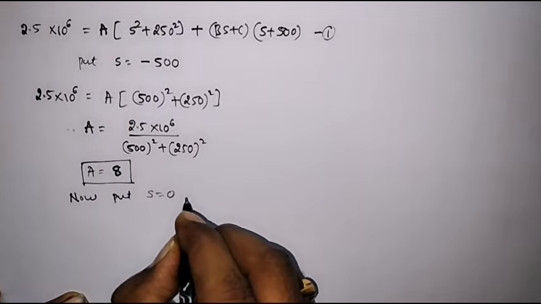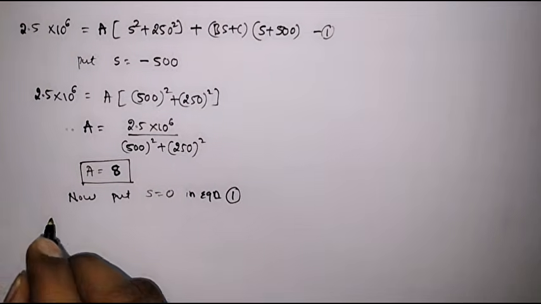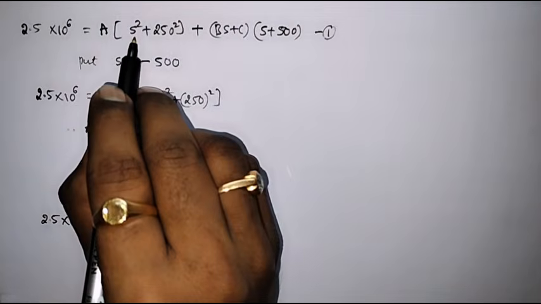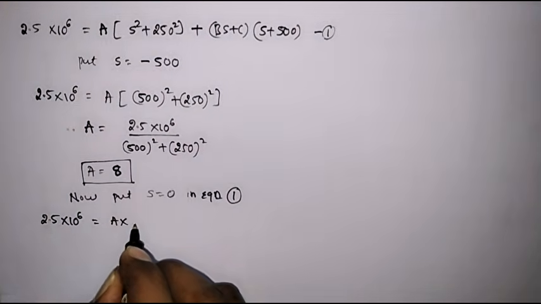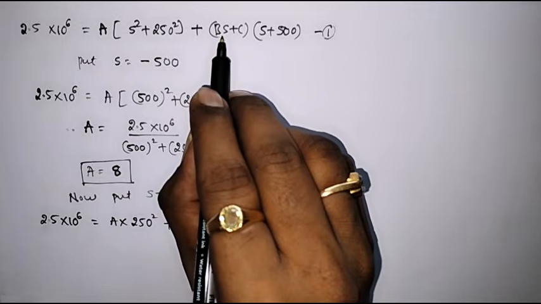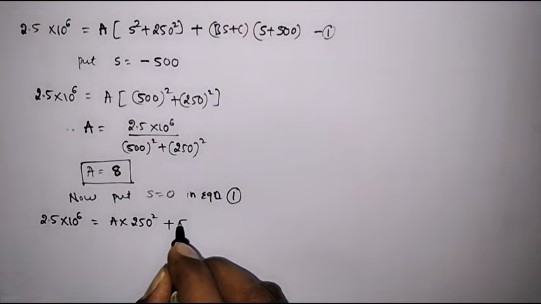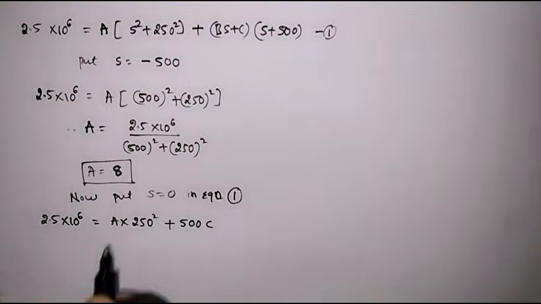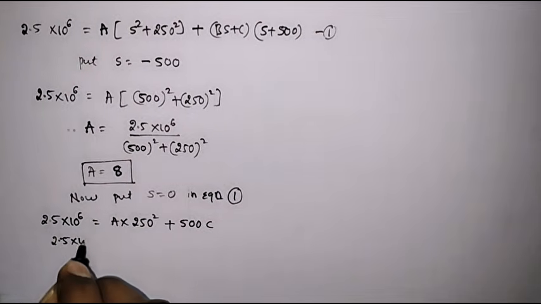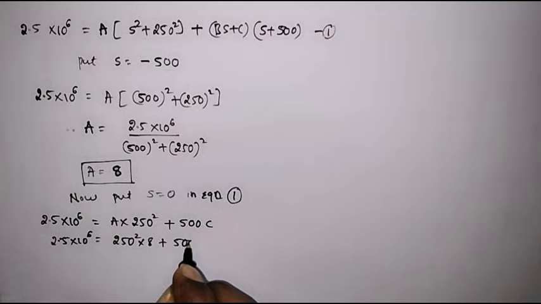Now put s equal to 0 in equation 1, so that I can write it as 2.5 into 10 raised to 6 is equal to, here s is 0, so remaining term is a into 250 square plus here bs, this term will become 0, then here s will become 0, so we'll get 500 into c, 500 c. So here a value is known, that is 8. We can substitute 2.5 into 10 raised to 6 is equal to 250 square into 8 plus 500 c.